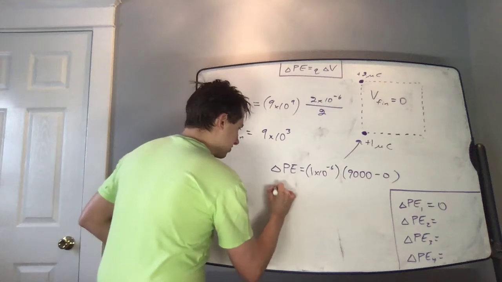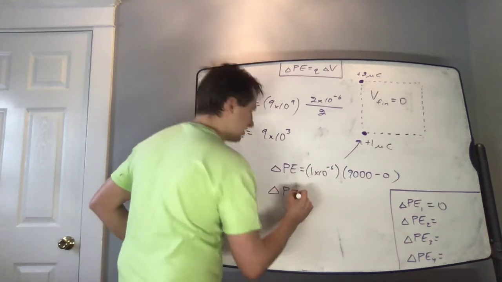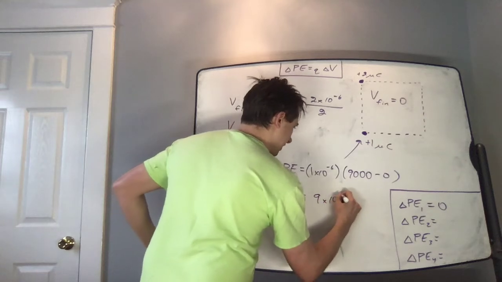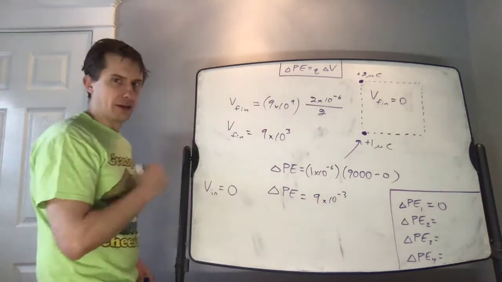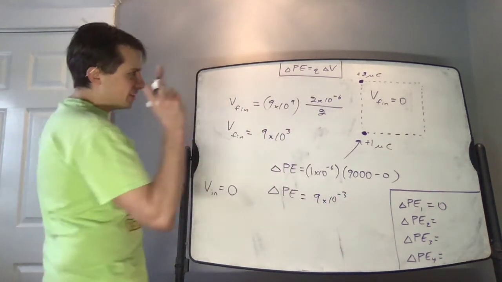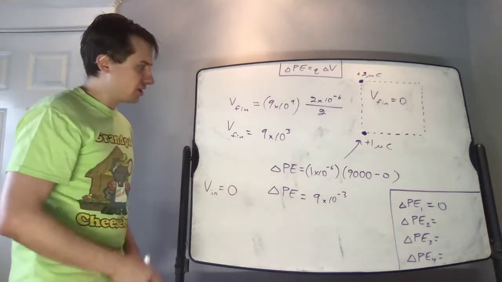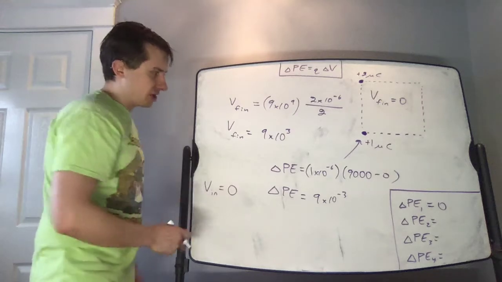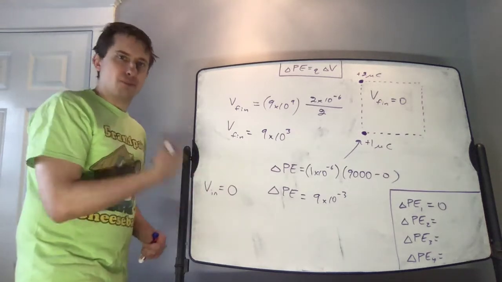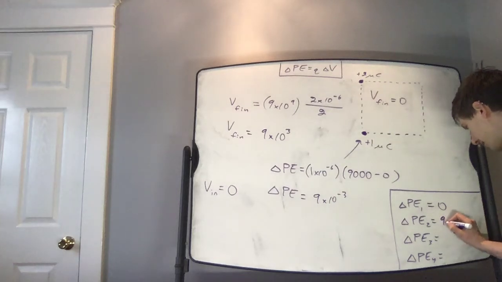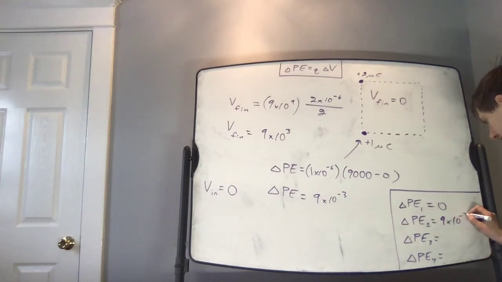And I could say the change in potential energy of the system will therefore be 9 times 10 to the -3 joules of energy. So in placing the second charge into its final position, we have a change in potential energy of 9 millijoules. So here we will have 9 times 10 to the -3.